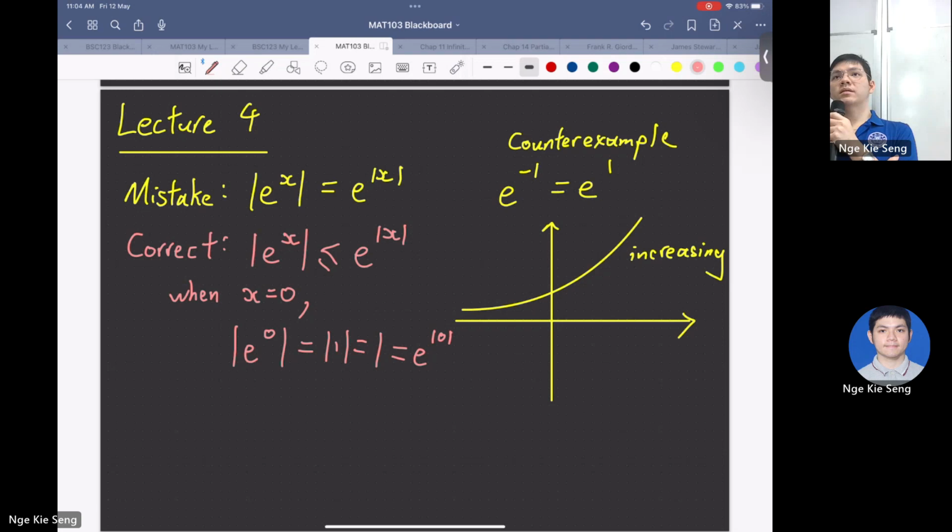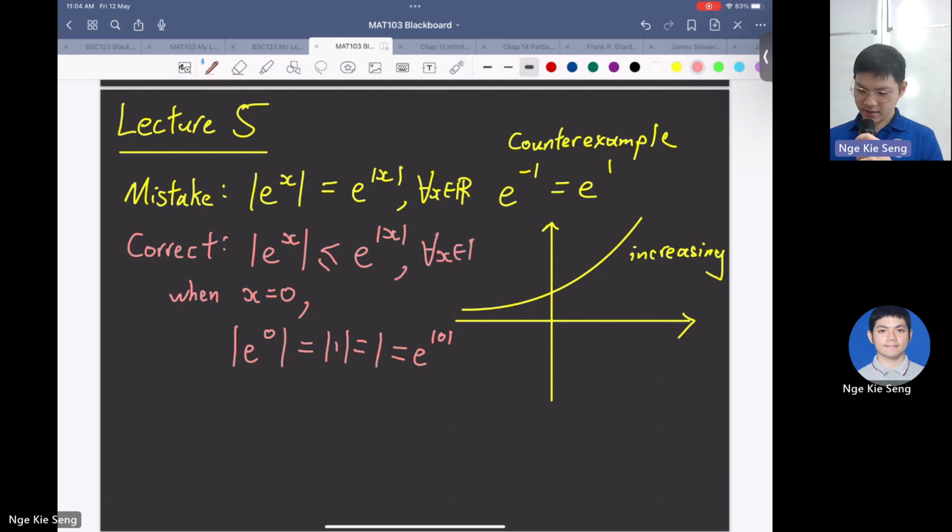Oh, lecture 5, is it? Okay, lecture 5. When you want to prove that e^x is equal to the Maclaurin series, you need this. So this is false for all x in R. What is true is less than or equal to for all x in R. Most of the time it is less than, and then there's one occasion where they are equal.